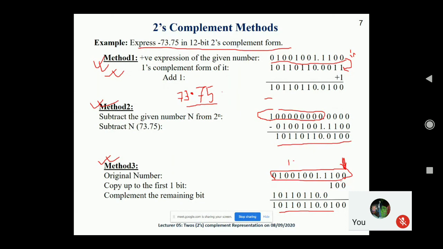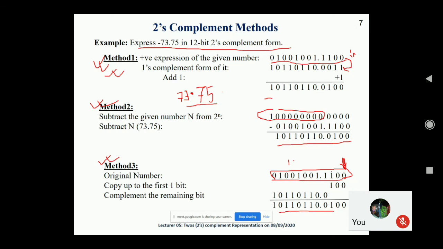But we are not using any complement, because according to method 3, when a 1 bit is encountered, the next is 0, but till now it has not been a 1, so we are not complementing, so it is as it is: 0, 0.